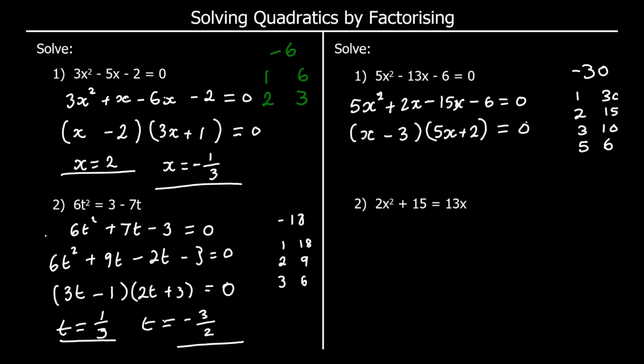So either the first bracket is 0, which makes x 3, or the second bracket is 0, minus 2/5.